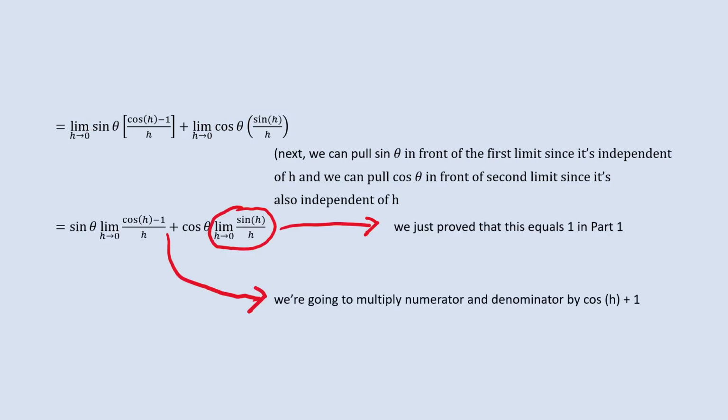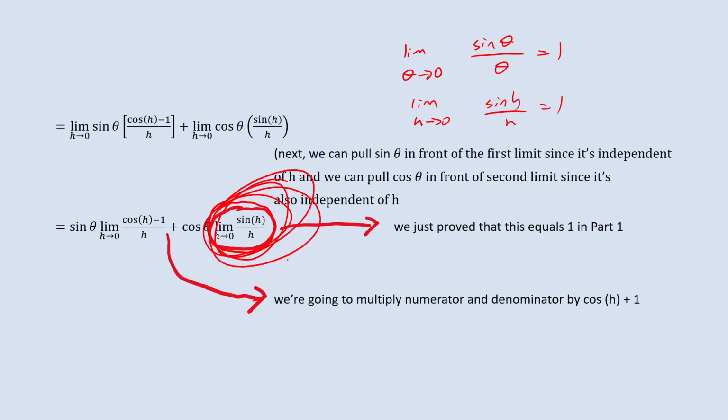Okay? Now, at this point, you'll notice, we just spent a whole bunch of time a while ago saying that the limit as theta goes to 0 of sine of theta over theta equals 1. So clearly, by extension, we can say the limit as h goes to 0 of the sine of h over h is equal to 1. So this circled quantity right there, that's equal to 1. We can do a quick substitution.